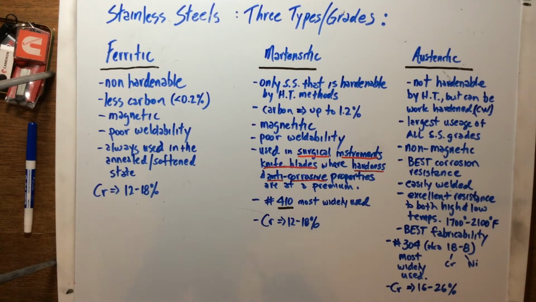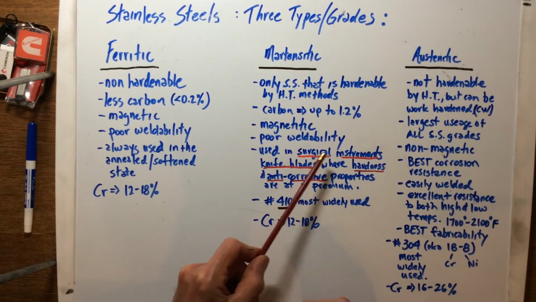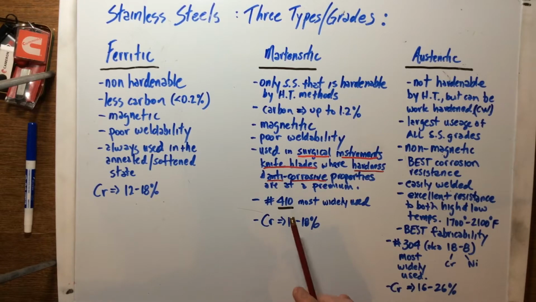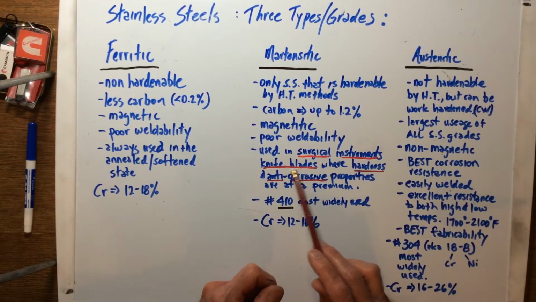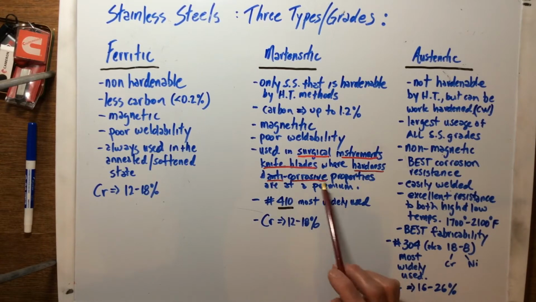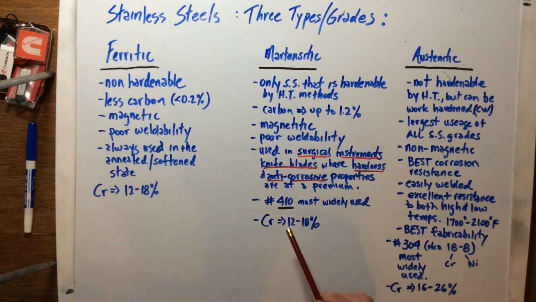And it's most widely used in all different types of surgical instruments, medical instruments, all kinds of knife blades. If you have a stainless steel knife blade, I promise you it's going to be a martensitic grade. And of course, this is where hardness and anti-corrosive properties are at a premium. That's where you would be seeing the uses of martensitic.